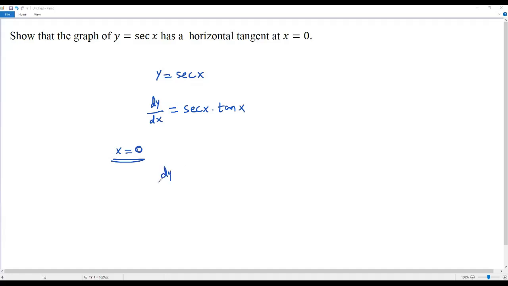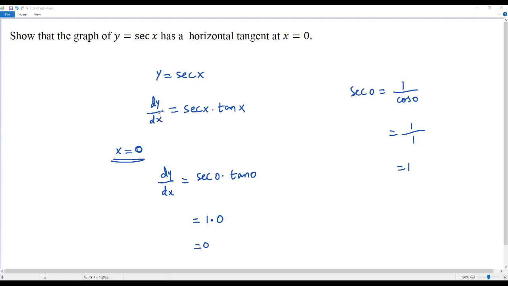Now let me plug in x equals 0 into this first derivative. So dy over dx equals secant 0 times tangent 0. To get the value of secant 0, it can be written as 1 over cosine 0 using the reciprocal trigonometric identity. Using the unit circle or trigonometric ratio table, the value of cosine 0 is just 1. So 1 over 1 is just 1. The value of secant 0 is 1, and the value of tan 0 is 0. 1 times 0 is 0.